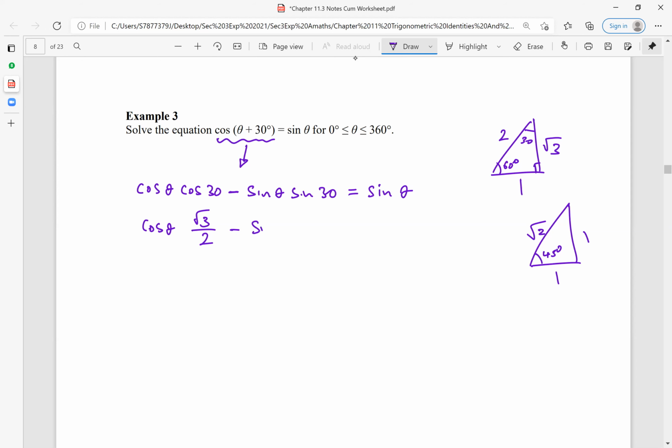Then minus sine theta, this is half. Okay, all these are times, just in case you're wondering. Okay, so what I'll do is I'll combine.